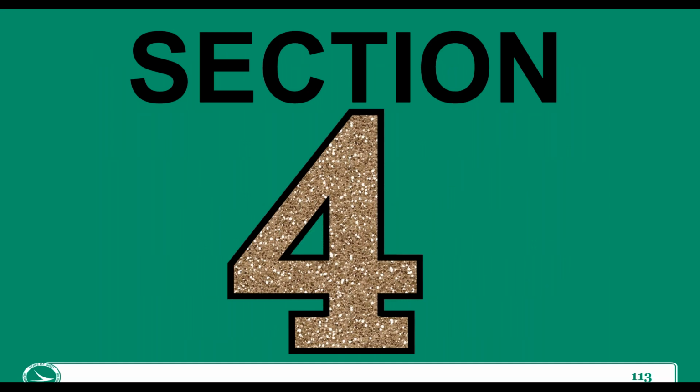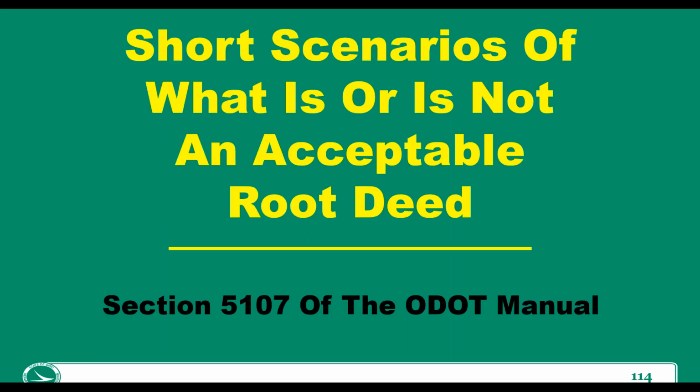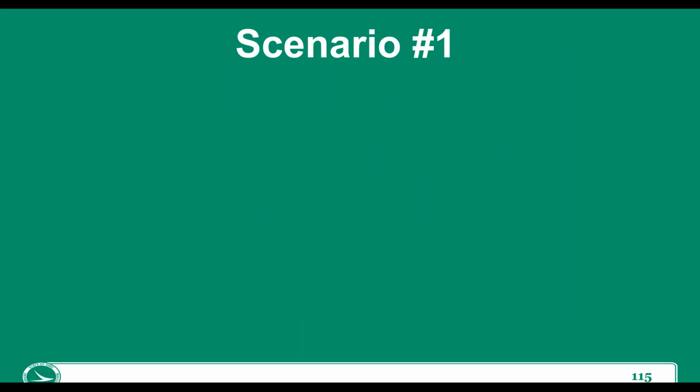Moving on, we're going to go into section 4. Where are we at time-wise? All right, we're looking good. I have some short scenarios of what is or is not an acceptable root deed, and these are vaguely in 5107 of the ODOT manual. All right, and Mike, we can go ahead and open up the answer box for these ones if you'd like. Sure.